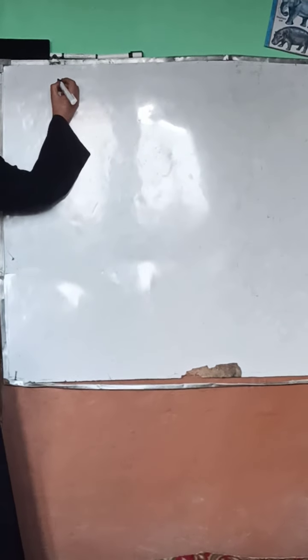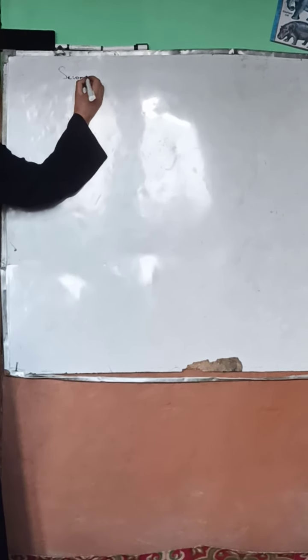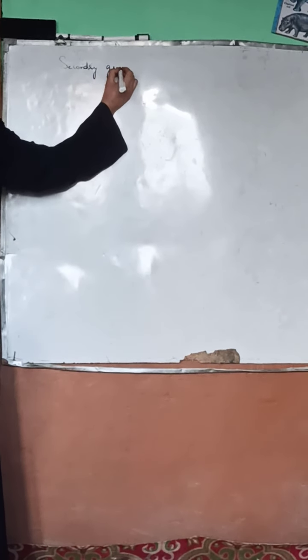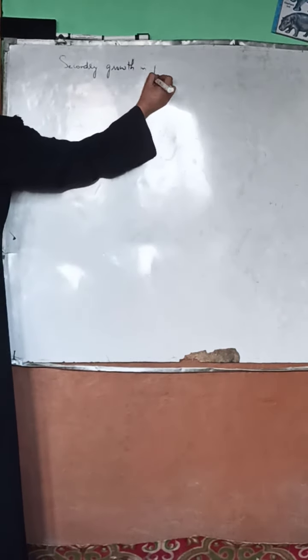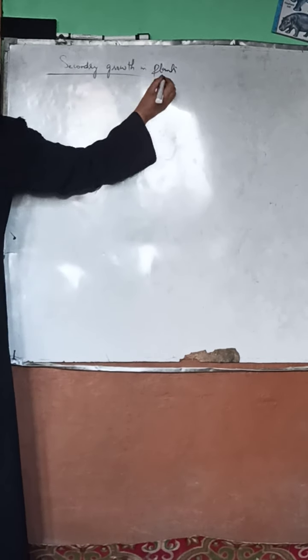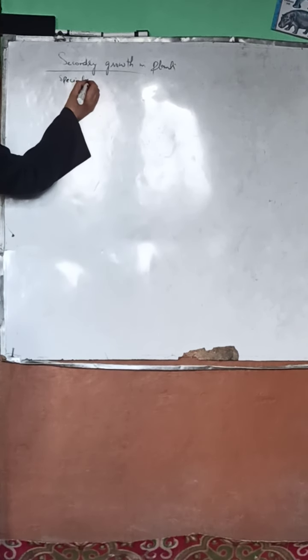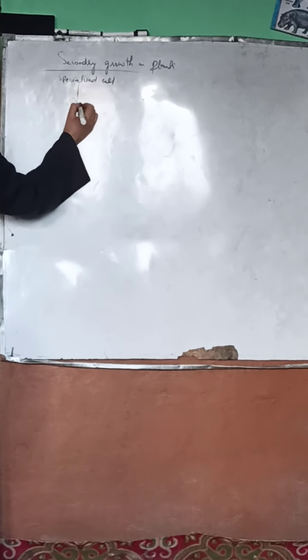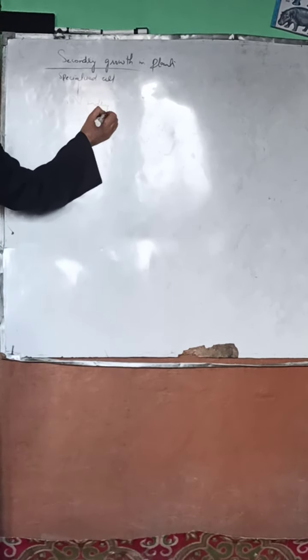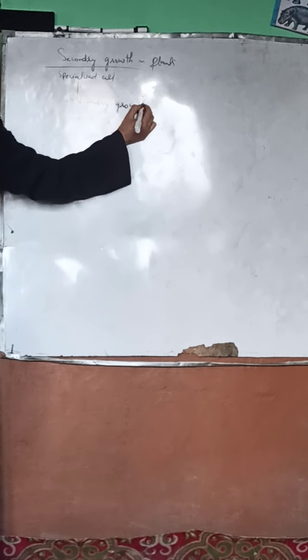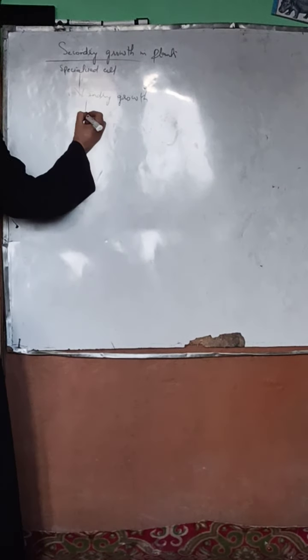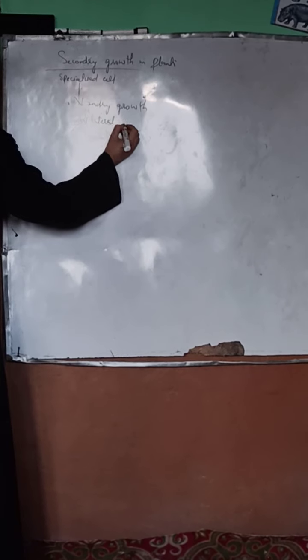Our today's topic is secondary growth in flowering plants. Secondary growth means that some specialized cells are present in a plant which are responsible for secondary growth. And these cells responsible for secondary growth, we call them lateral meristem.